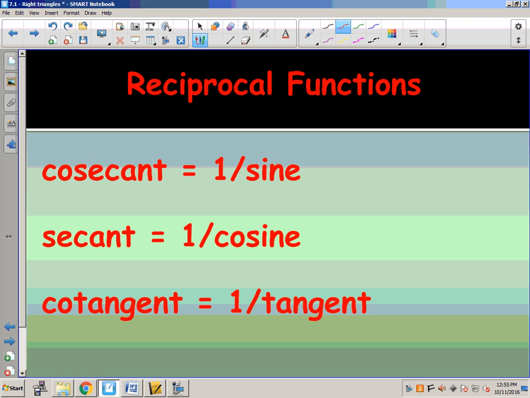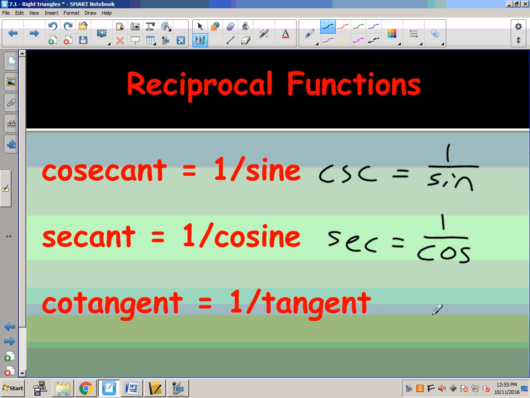We abbreviate these in the following manner. So cosecant is CSC. Cosecant is the reciprocal of sine. Secant we abbreviate as SEC. That's the reciprocal of cosine. And cotangent we abbreviate as COT, which is the reciprocal of the tangent function. So I'm writing these as 1 over.